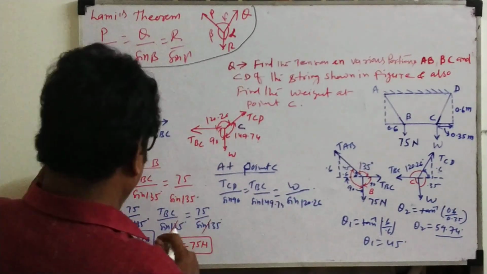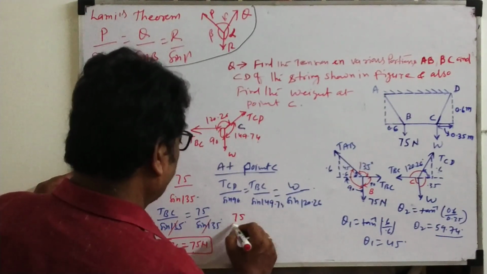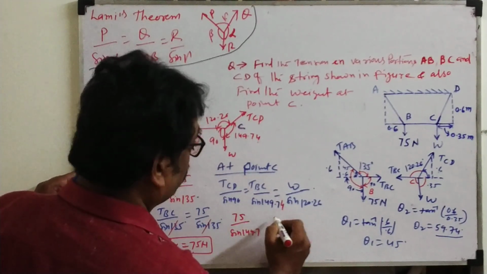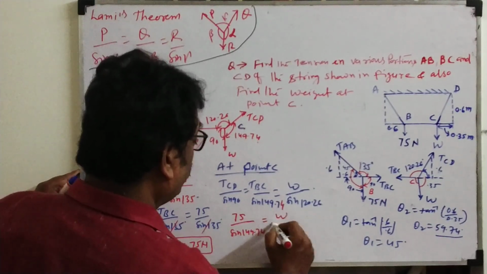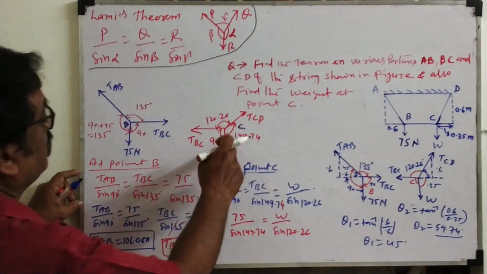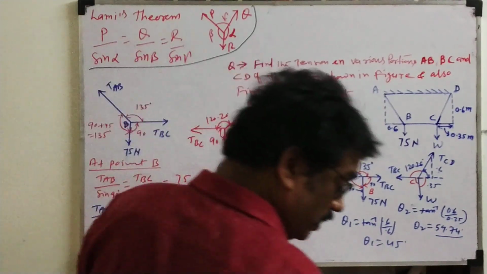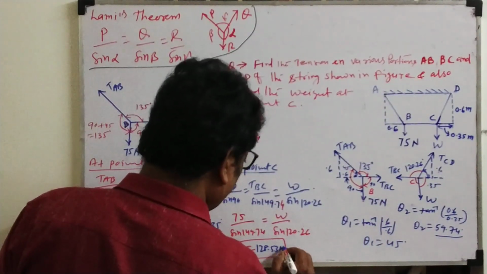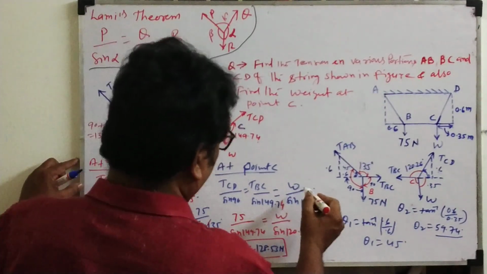Now we group together. The TBC value you already know, so take 2 and 3. TBC value is 75 by sin 149.74 equal to W by sin 120.26. So W you will get directly. How much W value did we get? 128.53 Newton.